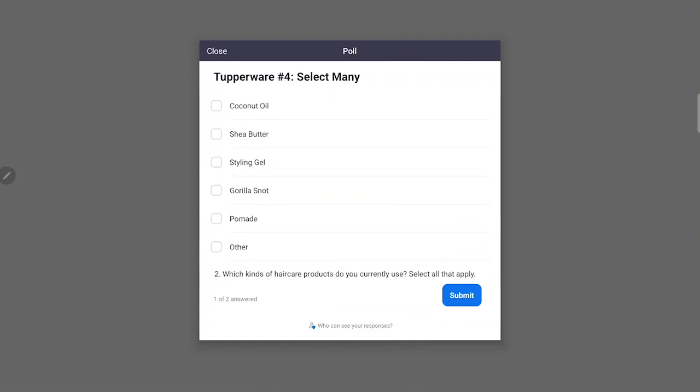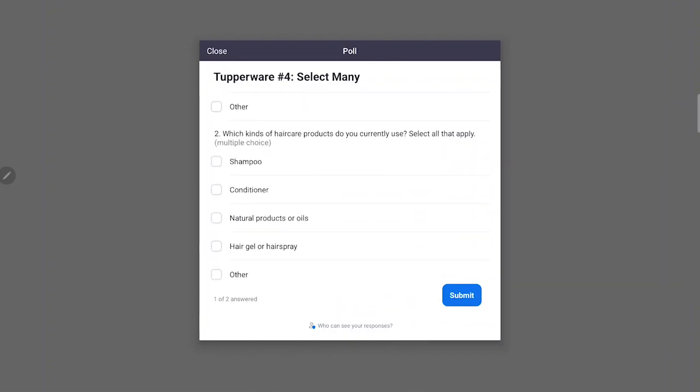The second option is much better. Which kinds of hair care product do you currently use? And I've just chosen broader categories, right? I don't need to know every single detail of what brand you use, but I'm just learning what kinds of products you use. So broadening your answers can be a way of getting a better data set to work with for this kind of question.